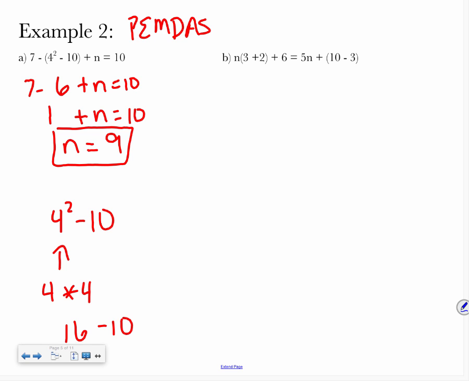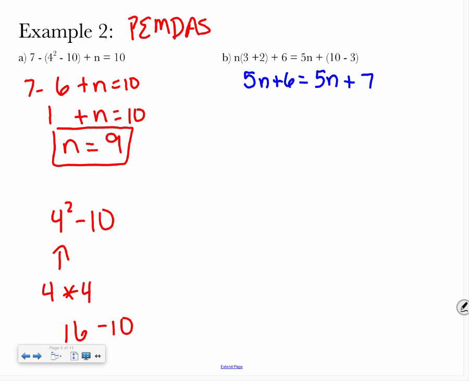Let's take a look over on the right-hand side of the screen at our next one. We have n times the quantity of 3 plus 2 plus 6 equals 5n plus 10 minus 3. If this happens, let's see, 3 plus 2, that gives me 5n plus 6 equals 5n plus, what's 10 minus 3? 7. Okay, so if you look, we have 5n on both sides, okay?